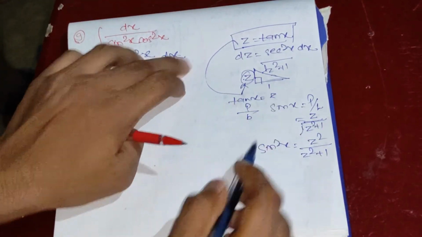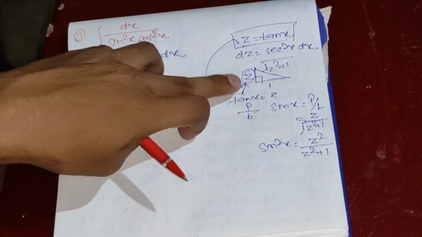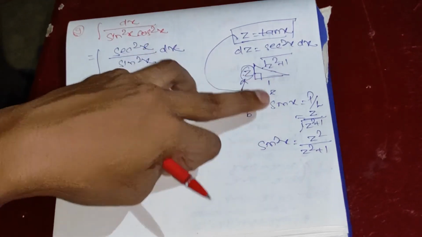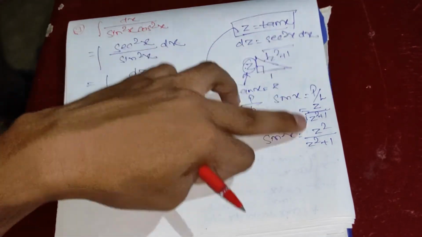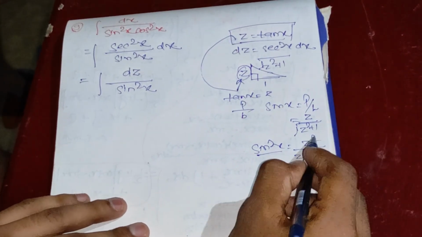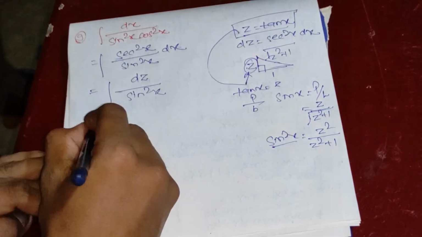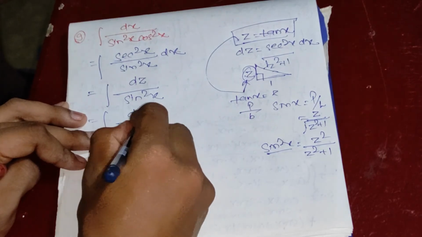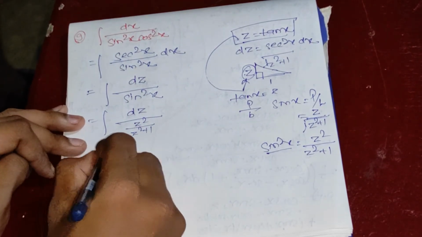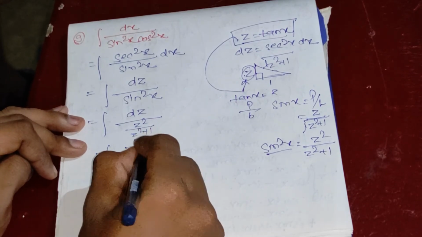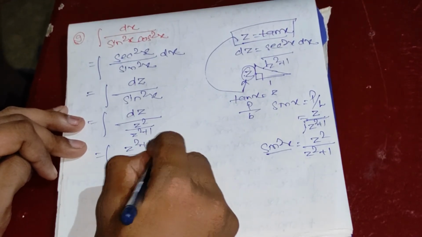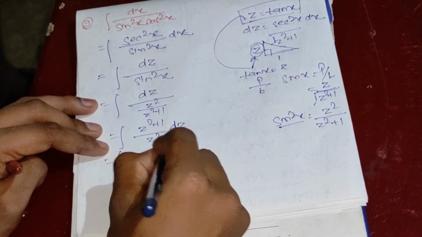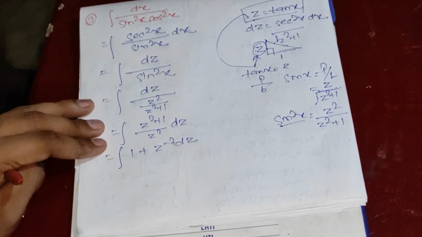We write this from z: z equal to tan x, tan x means p by b, p by b is z, means p this, b this, we get the hypotenuse, and sin x equal to p by h, and when we square the whole term, we get this term, alright. So here dz divided by, in terms of sin square x, z square divided by z square plus 1. This term goes in the numerator, becomes (z square plus 1) divided by z square, dz. We separate these two terms, becomes 1 plus z to the power minus 2, dz, alright.